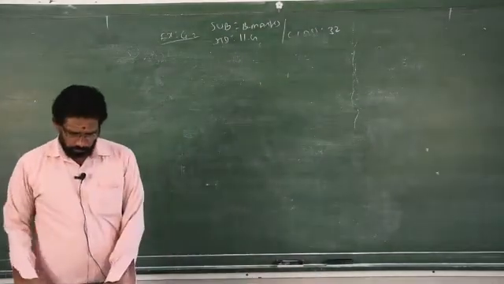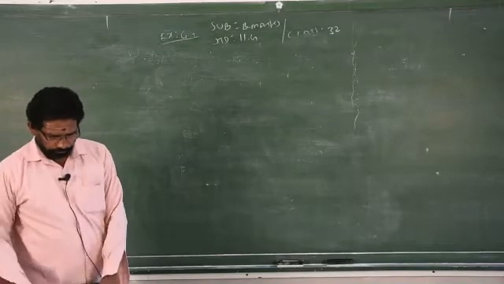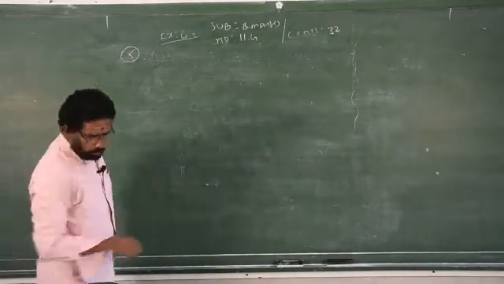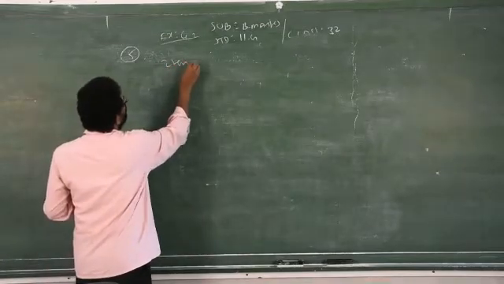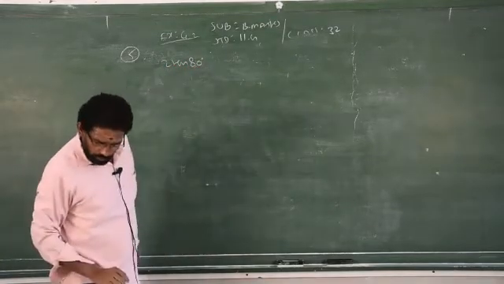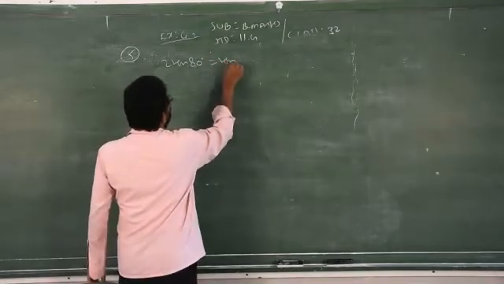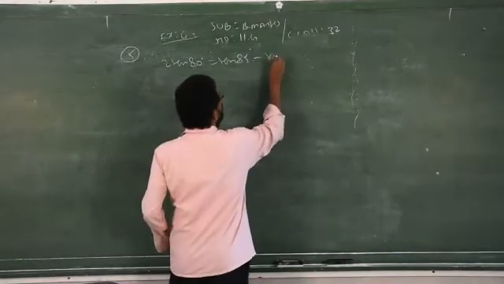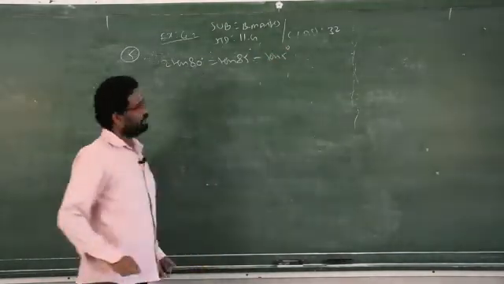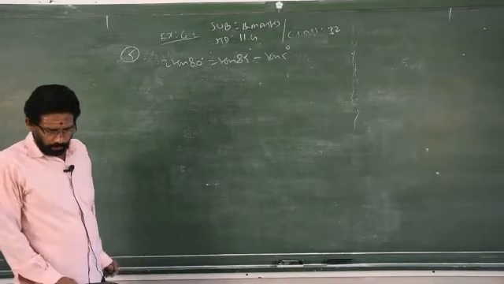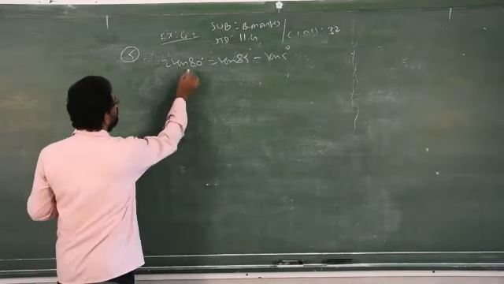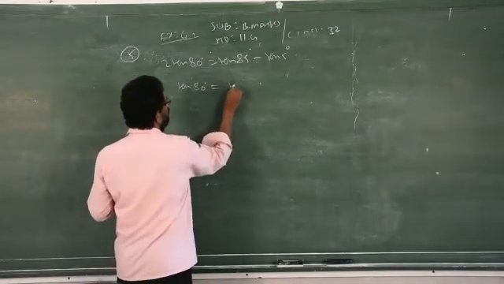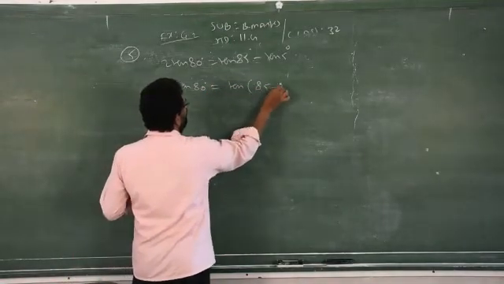Now we will go to the sum number 5. Sum number 5, it is given 2 tan 80 degree is equal to tan 85 degree minus tan 5 degree. Clear? So here I am taking tan 80 degree can be replaced by tan 85 minus 5.